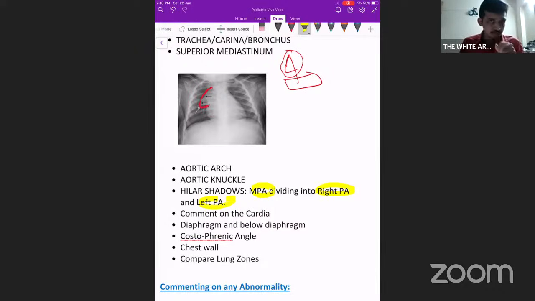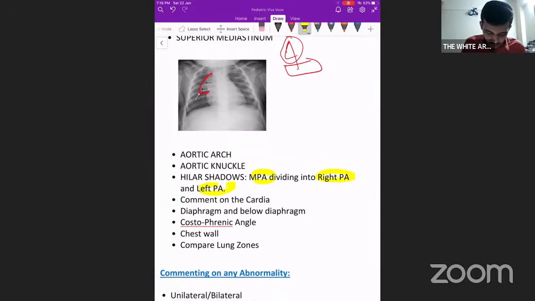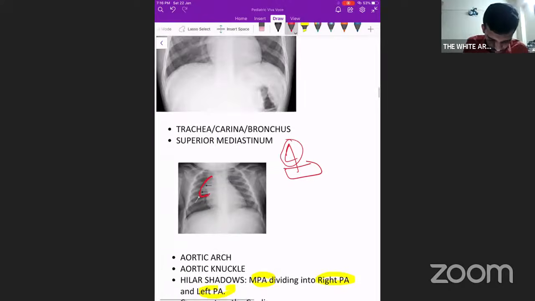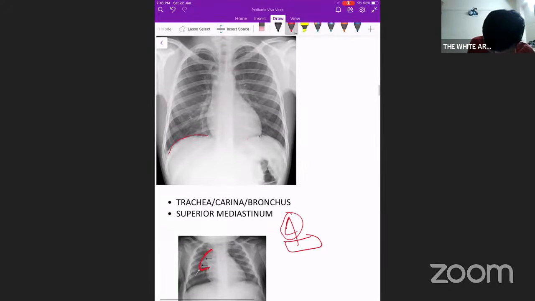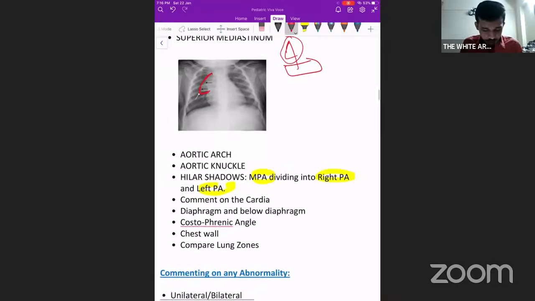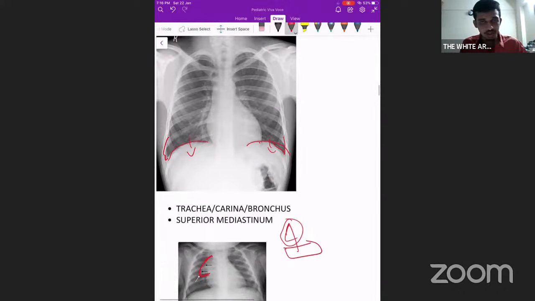Okay. After the cardiac borders, you come lower down and look at the diaphragm. Look at the diaphragm and structures below the diaphragm. After that, comment about the cardiophrenic angle. Whether any obliteration of the cardiophrenic angle is present. Then finally, comment about the chest wall structures. If there is any bony abnormality of the chest wall. And finally, the last one is the lungs. Okay, you divide the lungs into 3 zones: upper, middle, and lower.